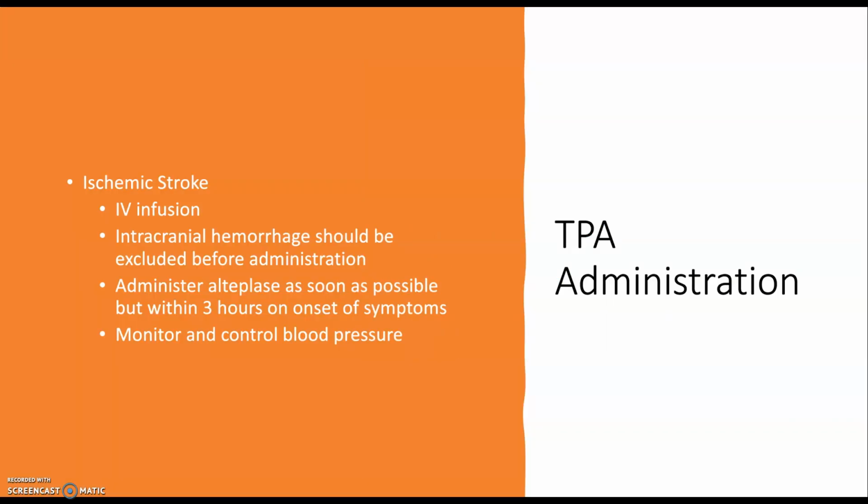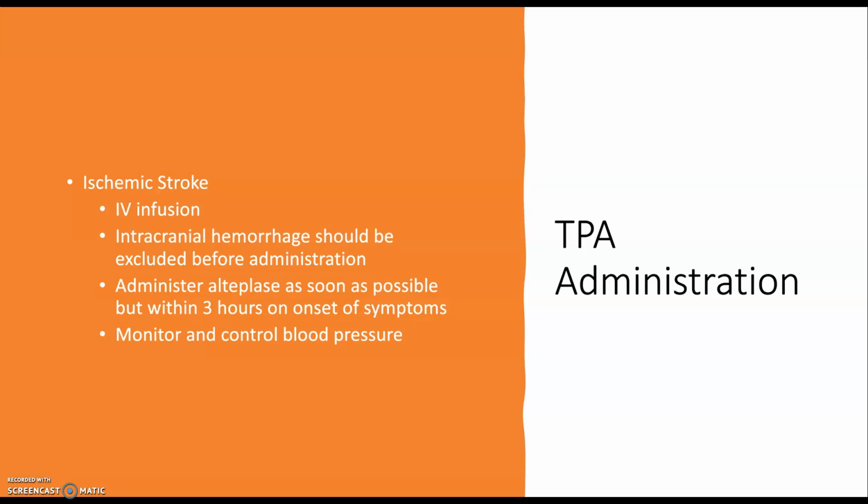TPA administration: you would primarily use this for ischemic strokes. You would not use TPA for hemorrhagic stroke because there's already bleeding going on in the brain, and the TPA would initiate more bleeding to occur. So if the patient has an ischemic stroke, the TPA is administered via IV infusion. Intracranial hemorrhage should be excluded before administration.